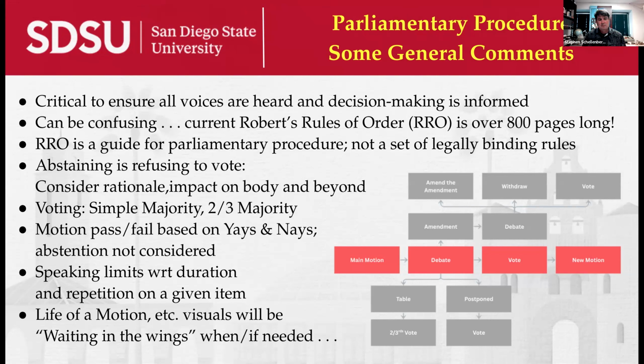And one reason for this is that voting is based on simple majority or two-thirds majority, and motions pass or fail based on the yeas and nays alone. Abstentions are not considered, right? So we simply look at the yeas divided by the yeas plus nays to get at 50% or two-thirds. So having you make an informed vote is really critical so that we can move forward with the Senate's business.